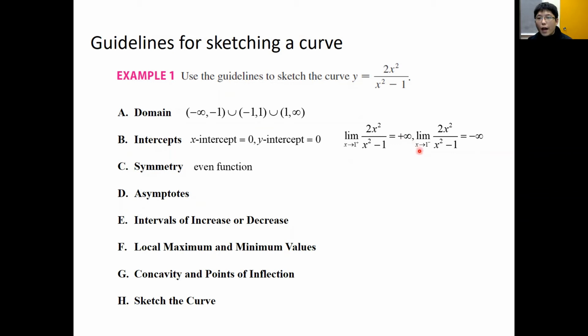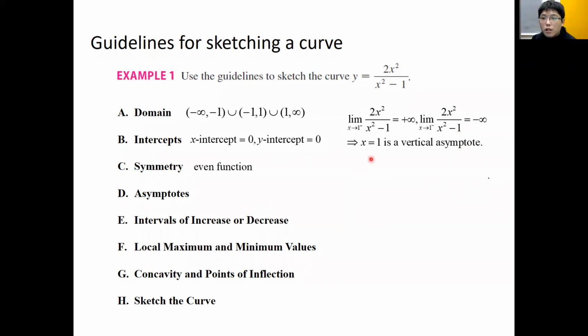On the other hand, if x is approaching 1 from the left, x squared is a little bit smaller than 1. So the denominator is a little bit smaller than 0. Meanwhile, the numerator is still positive. So my limit is minus infinity. This tells me that x equals 1 is a vertical asymptote. Since the function is even, we know that x equals minus 1 is also a vertical asymptote.